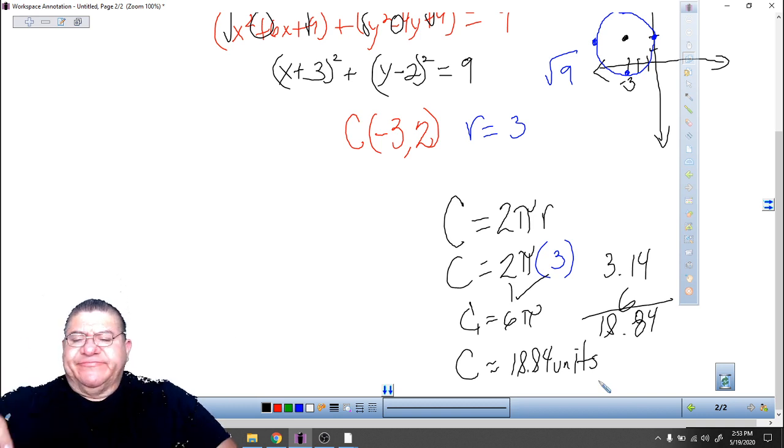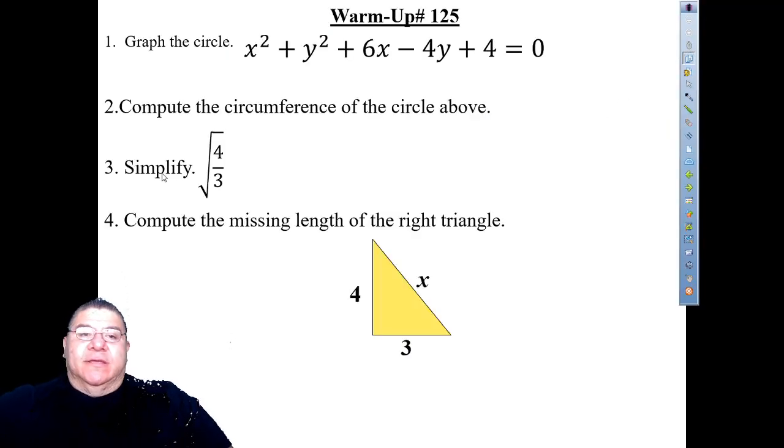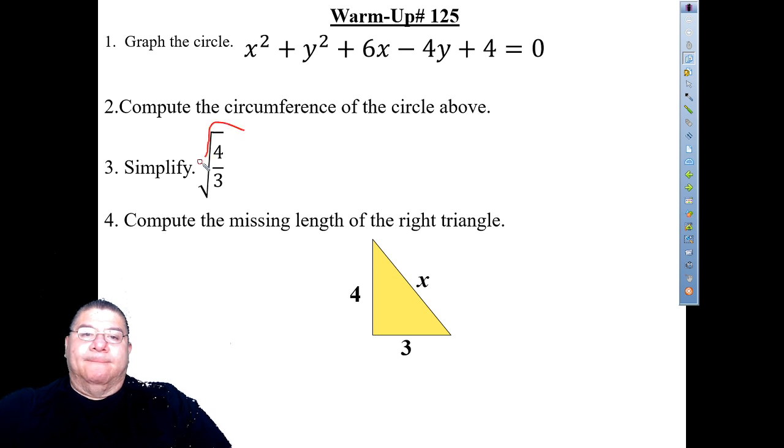Pretty simple, right? Yes, Mr. Q. Alright, and once again, the circumference is all the way around the circle, not the inside, because that would be the area. Alright, once again, pause the video if you need to take notes. Number 3, simplify. Let me zoom in for that one, or let me open that one on a separate window again.